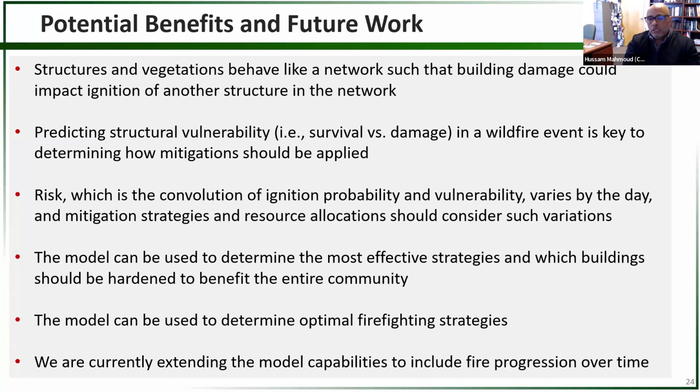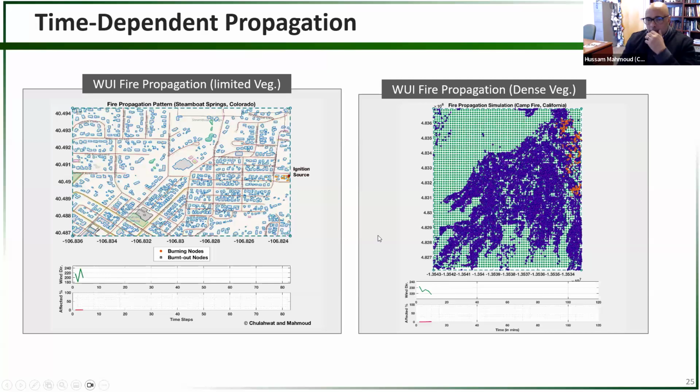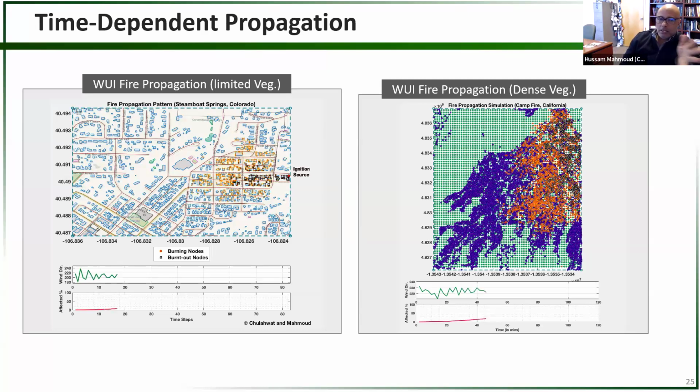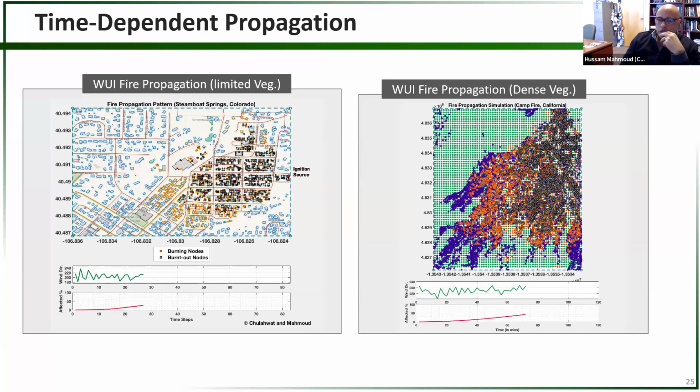We can use the model to develop the best strategies, as I mentioned, and we can also use it to develop optimal firefighting strategies. We're currently extending the model capabilities to look at fire propagation over time, and just to give you a snapshot of that, you can see here in this slide is Steamboat and the campfire on the right-hand side. Nothing happened in Steamboat, but we just wanted to look at fire propagation when you have very limited vegetation versus a lot of vegetation.